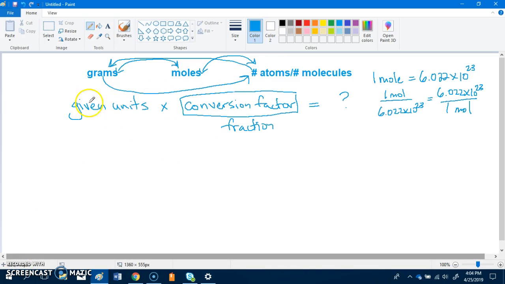Now, one other thing, your given units, if you're going in mass, has to be in grams. So if you're given anything else other than grams, like kilograms or milligrams, you're going to have to convert from that to grams first before you can do anything else. And the conversion factors for that are 1,000 milligrams equals a gram, or 1,000 grams equals 1 kilogram. So that's just an added conversion that you need to do if your mass is not in grams. Okay, let's look at our first example.